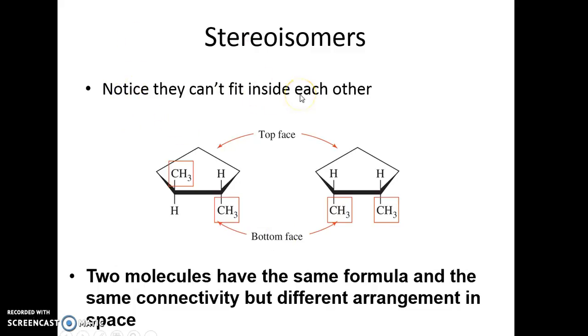Stereoisomers can't fit inside each other, and they have the same connectivity. Look around the ring: carbon, hydrogen attached; carbon, hydrogen attached. A 5-membered ring. Same connectivity. It's just the sides of the ring that the methyls are on are different here and the same here.